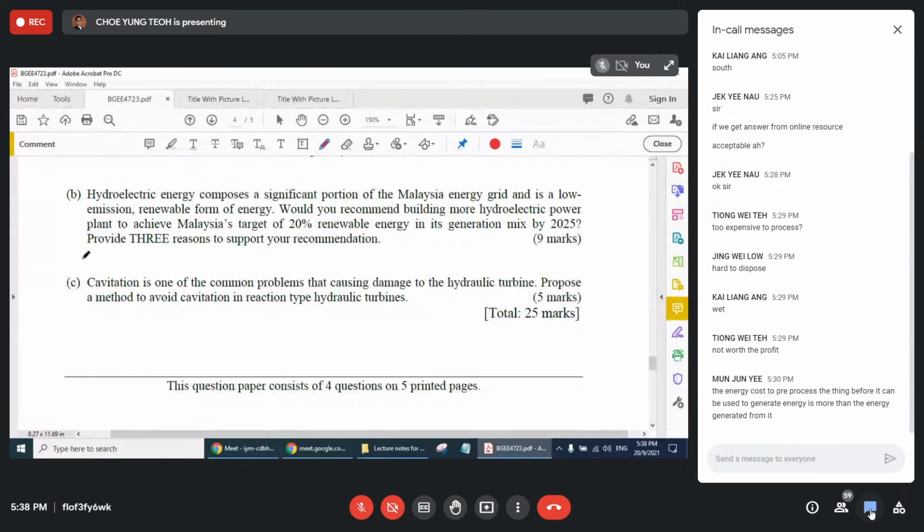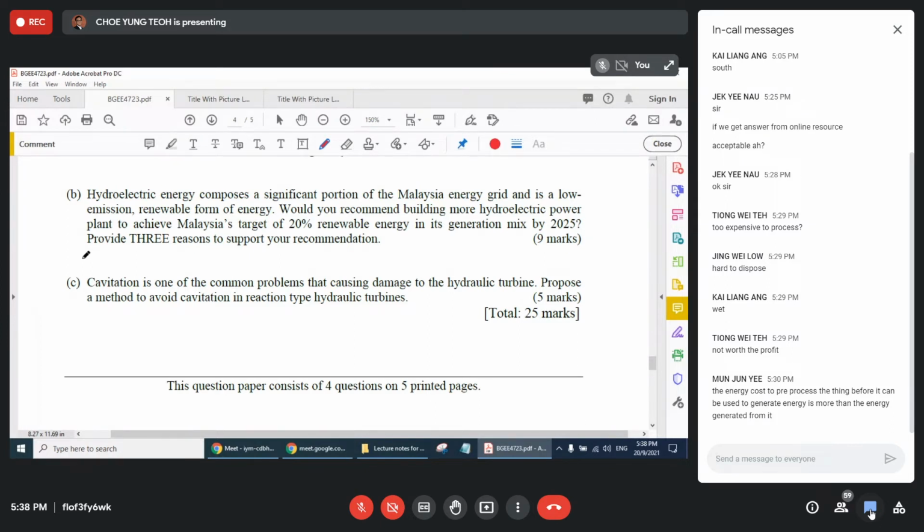This last question is a bit critical. Cavitation. This one includes some knowledge you learned from other subjects. Cavitation is one of the common problems that cause damage to the hydraulic turbine. I think I explained this somewhere in the lecture. Propose a method to avoid cavitation in a reaction type hydraulic turbine.